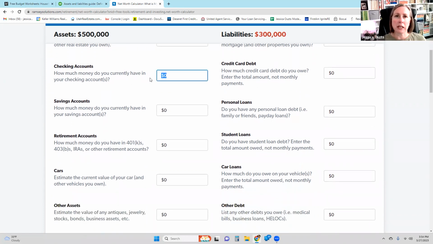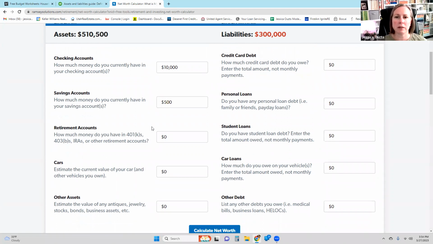I'm going to look at my checking account and I'm going to say there's $10,000 in my checking account, because my goodness, that would be great, wouldn't it? And let's say in my savings account, gosh, it's been a rough couple of months. We had to get through Christmas. We hadn't budgeted very well for that, and some other things have depleted our savings account. We have maybe $500 there.